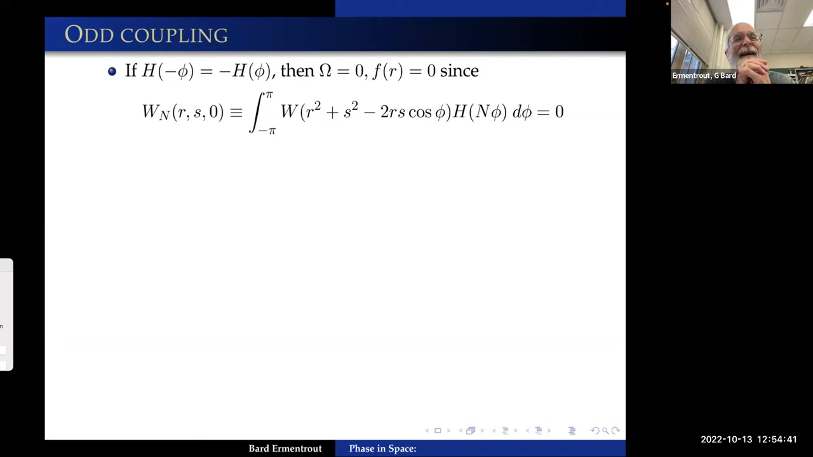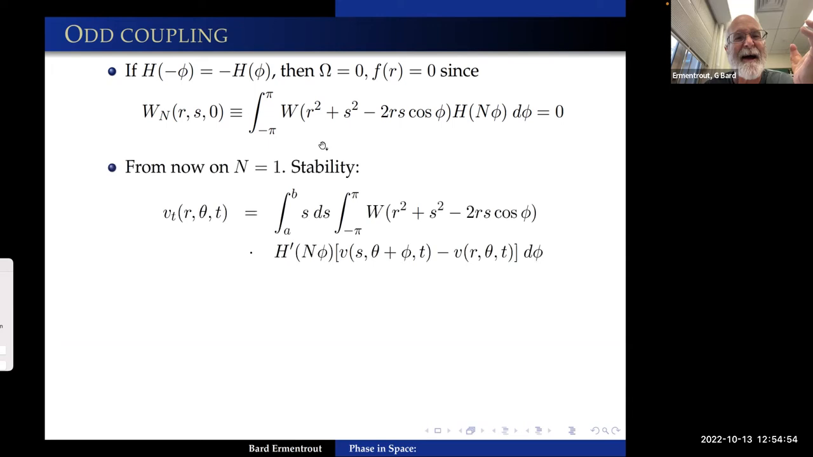Now, if h is an odd function, then omega is zero and f of r is zero because this integral vanishes. This is an even function of phi. This is an odd function. So everything vanishes. So from now on, I'm going to set n equal one. And I'm going to first consider an odd function. And I'm going to ask about stability.